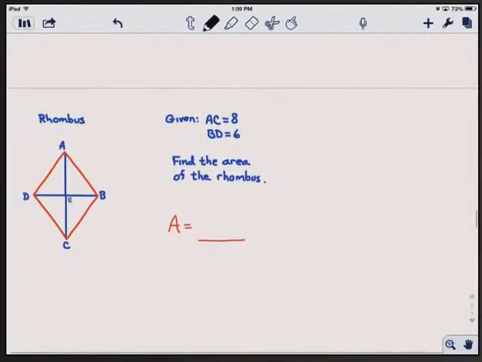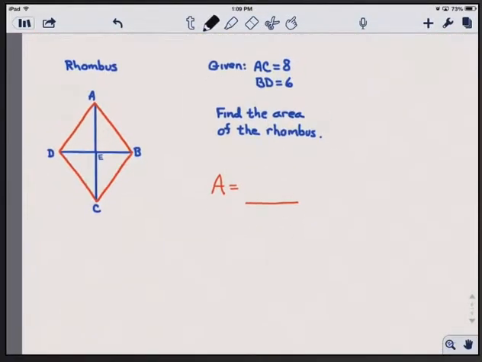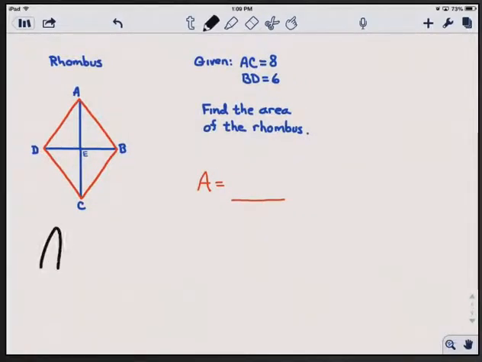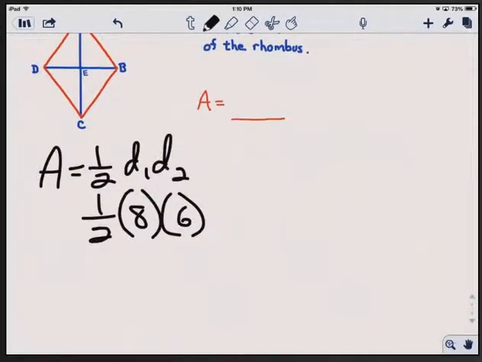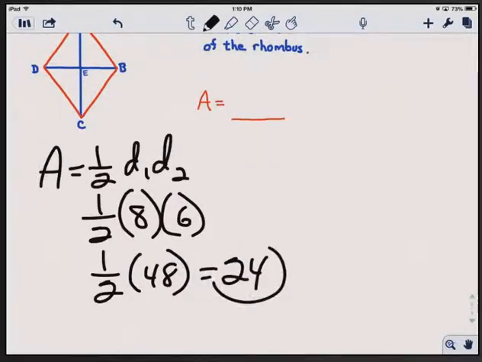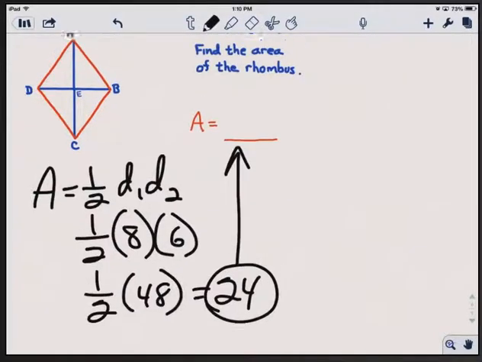So we'll do this problem two different ways. The area equals 1/2 the product of the two diagonals, the new formula. 1/2, one diagonal here is 8, the other diagonal is 6. They're interchangeable, it doesn't matter which one's first. 1/2 of 48 is 24, which is the answer to the question.